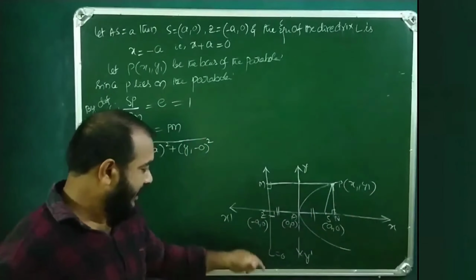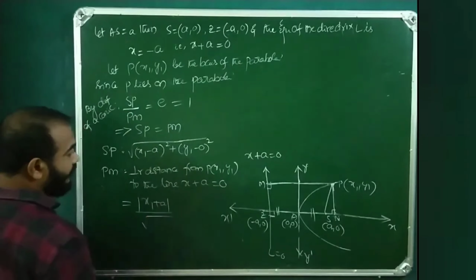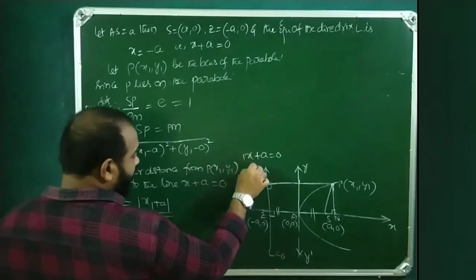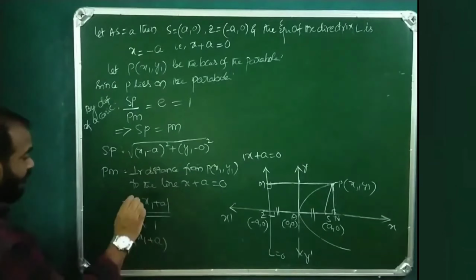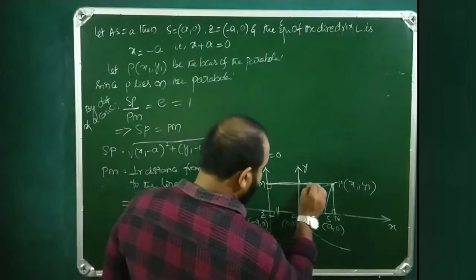That is equals to perpendicular distance, x1 plus a by square root of 1 square. For the line ax plus by plus c equals to 0 and point x1 y1, the distance is ax1 plus by1 plus c by square root of square of the coefficient of x plus square of the coefficient of y. That is root 1. This is simply x1 plus a. And PM is equals to how much?